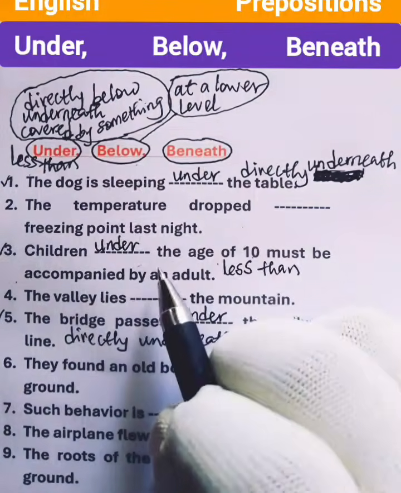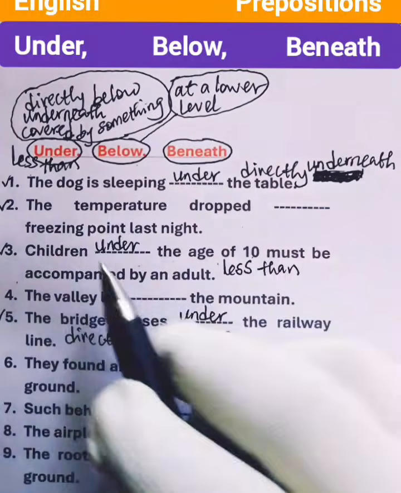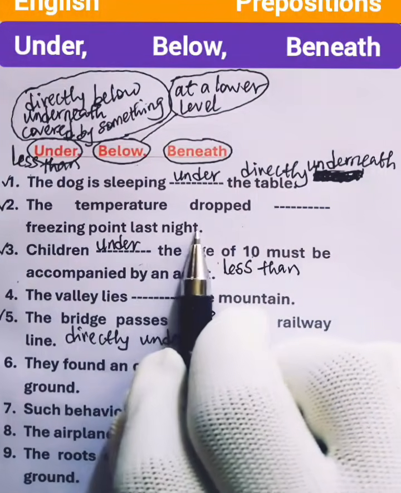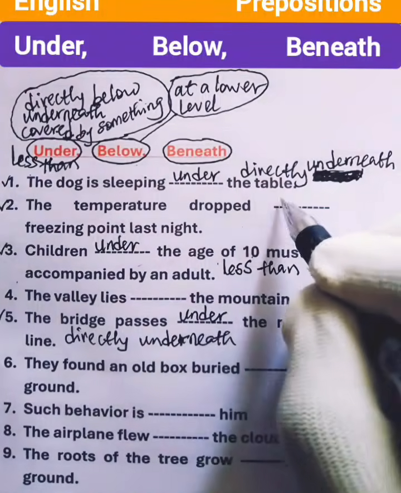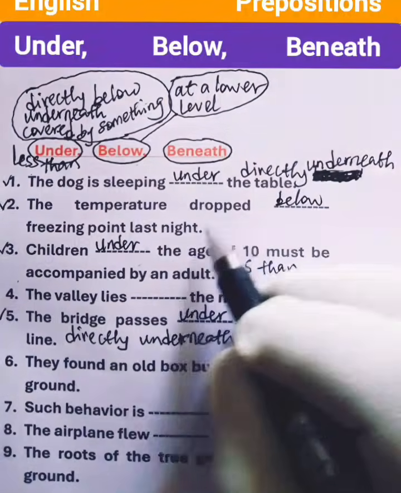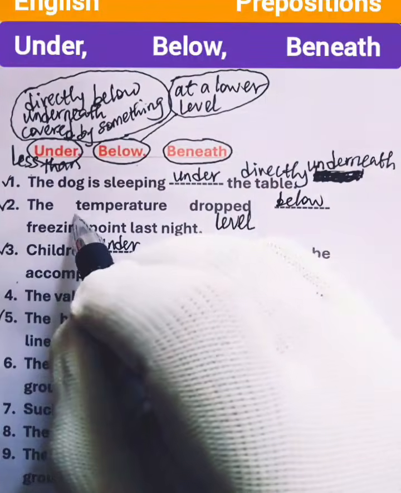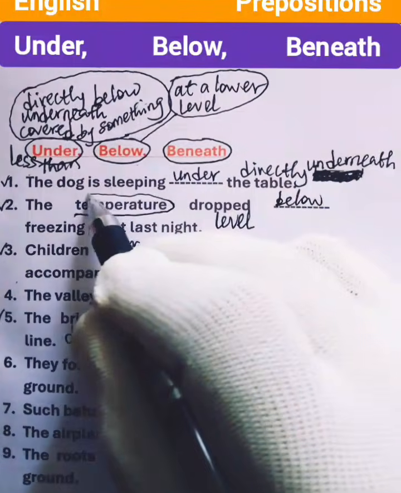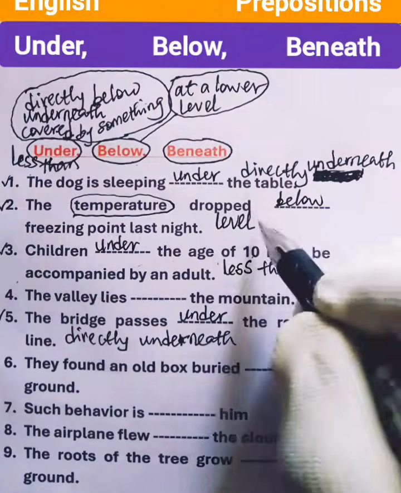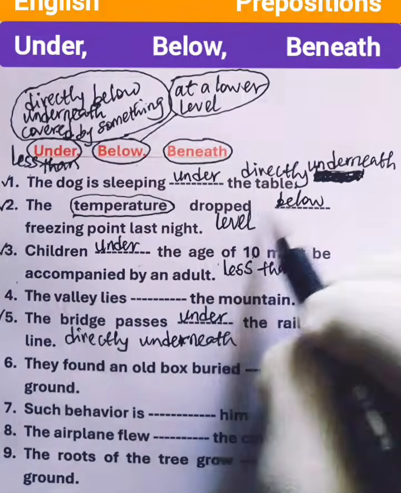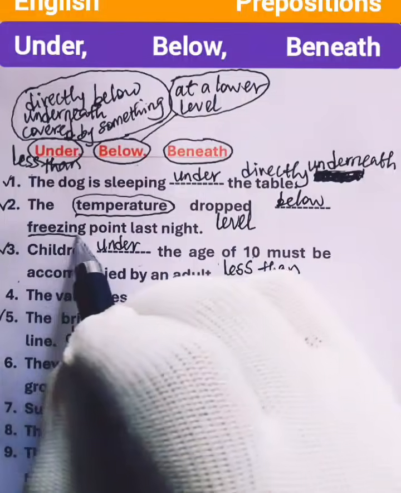The first one is number 2. The temperature dropped blank freezing point last night, below. Here we are talking about the level of the temperature. And using below here shows that it is at a lower level. It is lower than the freezing point.